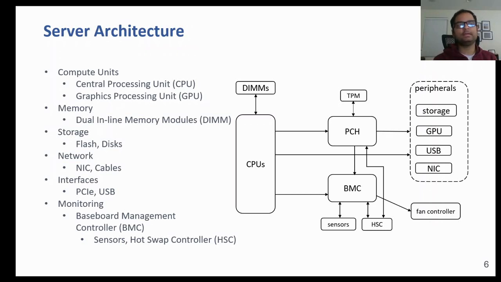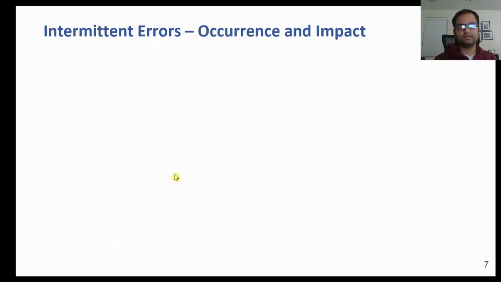And on top of all of that, to monitor and watch the health of the server, we have a monitoring block called the baseboard management controller or BMC. Many sensors, like thermal and voltage sensors, and a hot swap controller are connected to the BMC to ensure that we get the right monitoring metrics for the server. Now that we have understood the different components which make up the server, let's try to understand what the different intermittent errors are that affect these components and how they impact the system.